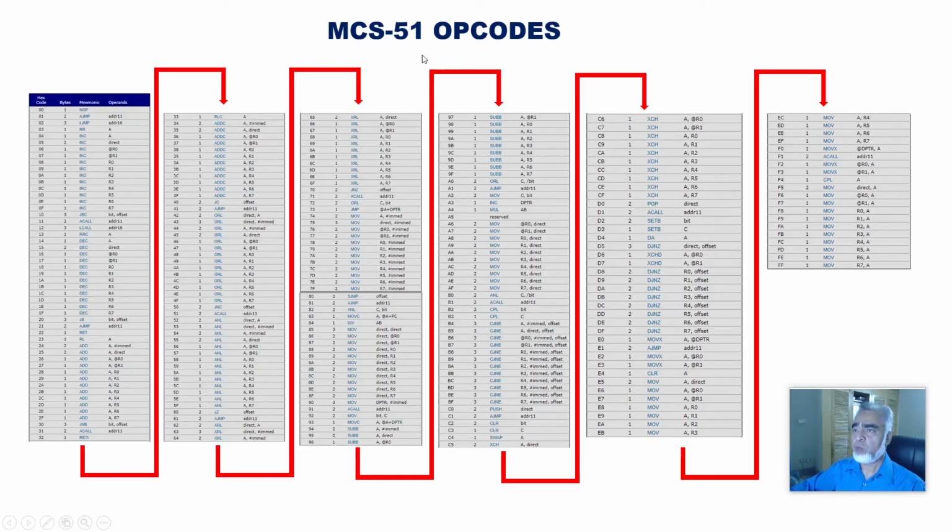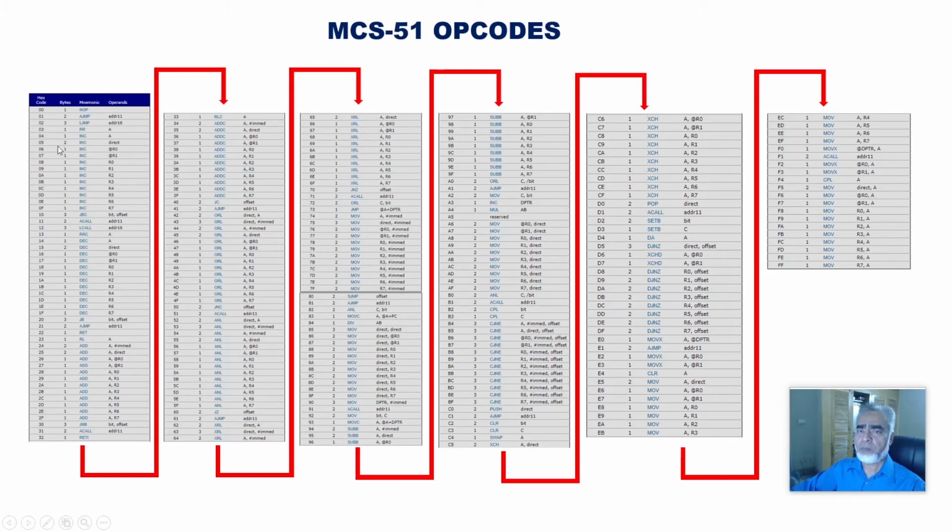Here we can find the opcodes for the MCS51 family. We have different codes from 00H to FFH, and each code has an equivalent mnemonic. For example, the mnemonic for 00H is NOP, which means no operation. 01 is absolute jump.